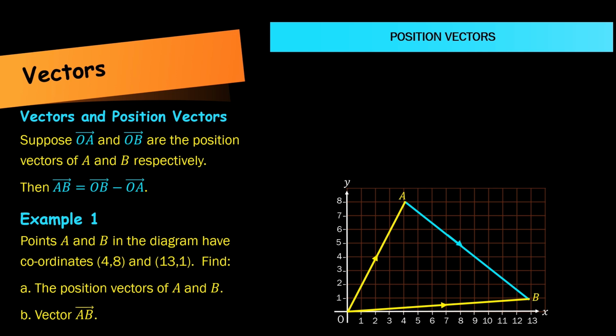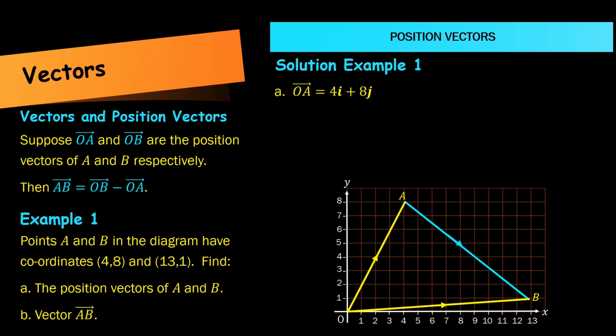So let's take a look at an example. Points A and B in the diagram have coordinates (4, 8) and (13, 1). Find the position vectors of A and B and the vector AB. Pause the video and have a go. Press play when you're ready to view the solution.